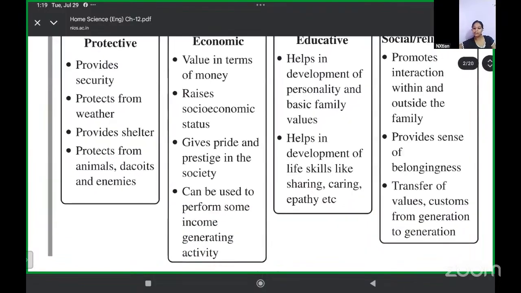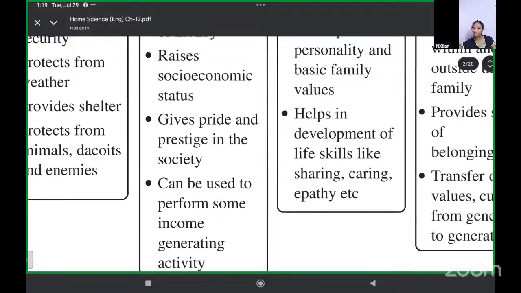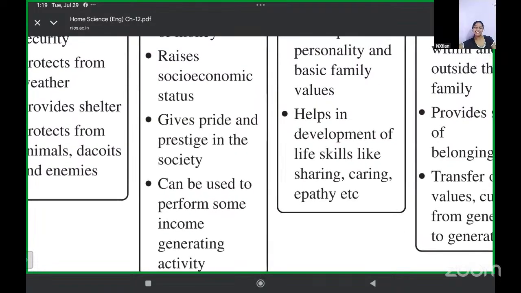Then it gives pride and prestige in the society. A lot of people, if you've seen, are very proud of their houses. Oh, my house, like big bungalows. My house has a big parking lot and a swimming pool and a big backyard with swings. It has a gym, its own parking lot, and four cars in the lot. So people flex like that. It gives pride and prestige in the society.